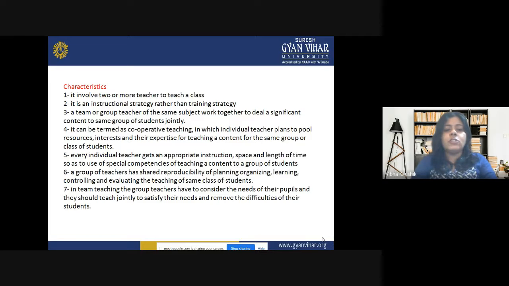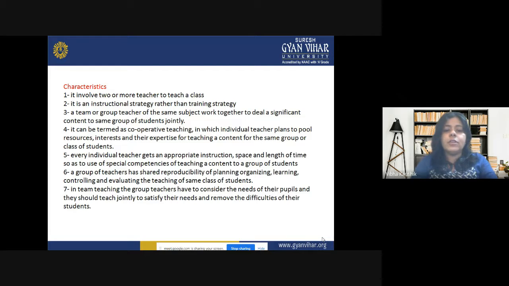A team or group of teachers of the same subject work together. Means those teachers who are teaching the same subject to the students work together to deal with a significant content for the same group of students jointly, with joint efforts. It can be termed as cooperative teaching, in which individual teachers plan to pool resources, interests, and their expertise for teaching a content to the same group or class of students.